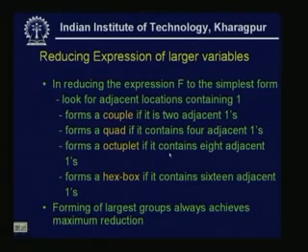An octuplet contains 8 adjacent ones, and a hex box contains 16 adjacent ones. Always our aim is to find out the largest groups if possible, because it always achieves the maximum reduction. So this is the overall rule for the simplification of an expression, or reducing a Boolean expression, using the Karnaugh map.